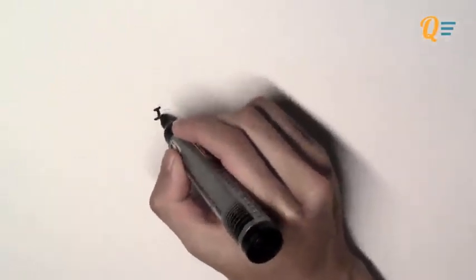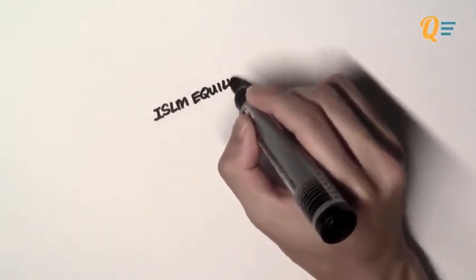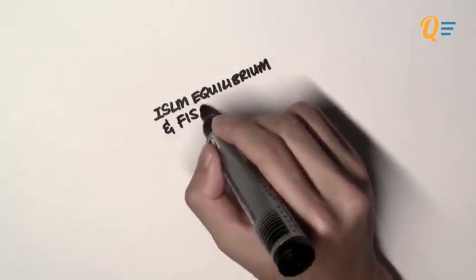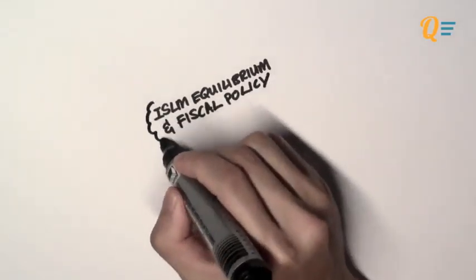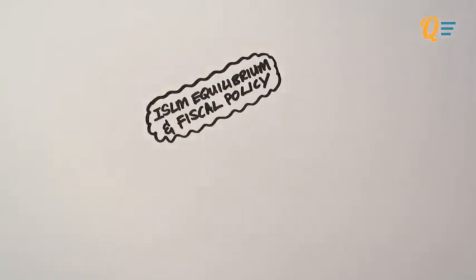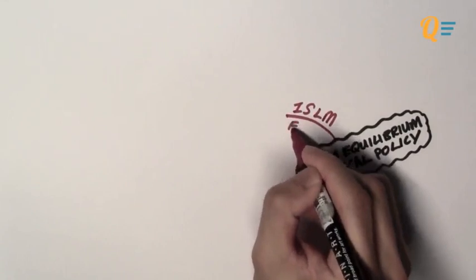Alright, new chapter. So what we're going to do today is to take what we have learned in the previous videos and combine them to get the ISLM equilibrium. We are also going to talk about fiscal policy. So let's begin by talking about how the ISLM equilibrium is established.